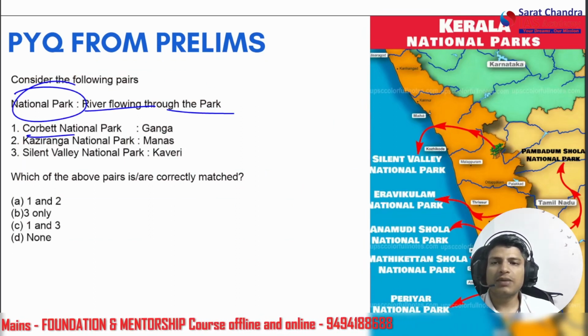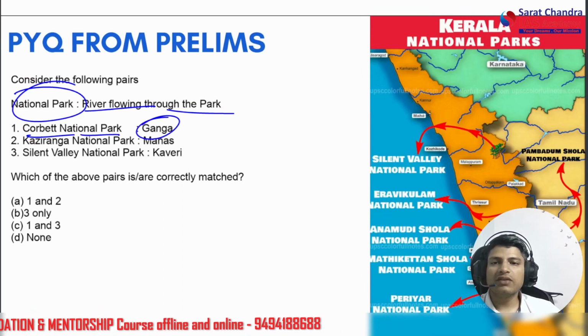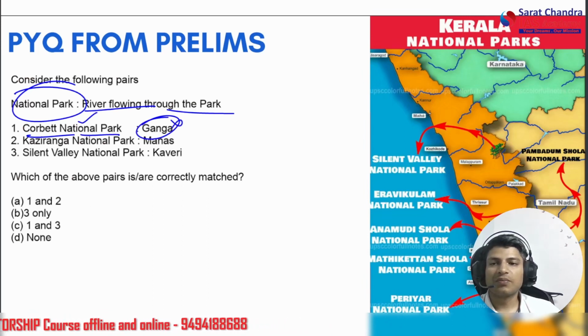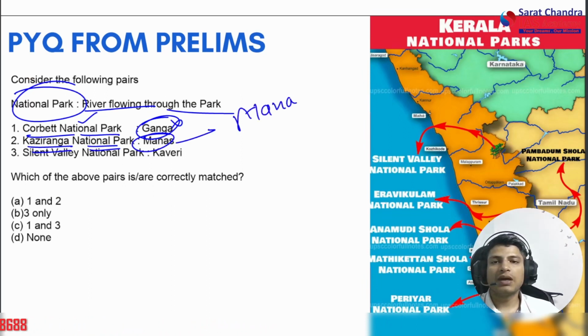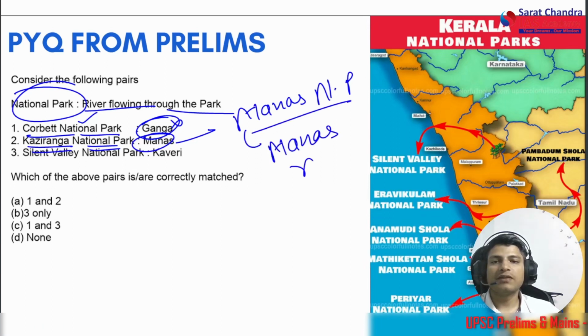So the first one is Corbett National Park. Ganga is not the correct answer; Ram Ganga is the correct answer. Next is the Kaziranga National Park. Manas is not the answer. Manas National Park is there, Manas is itself a national park, and Manas River flows through it. Kaziranga is located on the bank of the Brahmaputra.